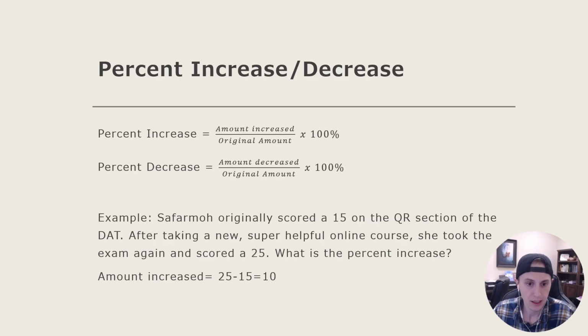So first off, the amount increased. I guess I really should back up here. We're looking at increase, right? So we're looking at this equation up here, percent increase, which is amount increased over original amount. So first we need to find the amount increased. And that amount increased is the new score, 25, minus the old score, 15, which is 10. And then we need to find original amount, which is original score, 15.